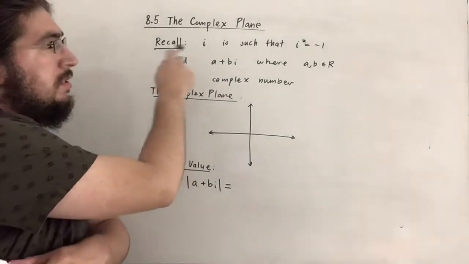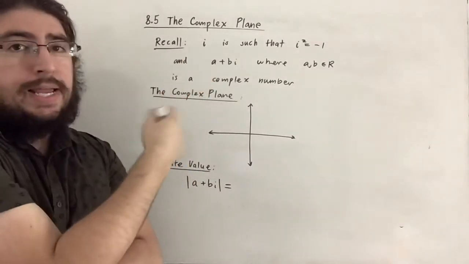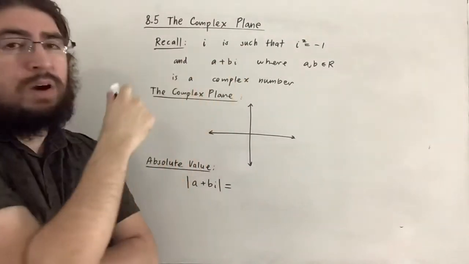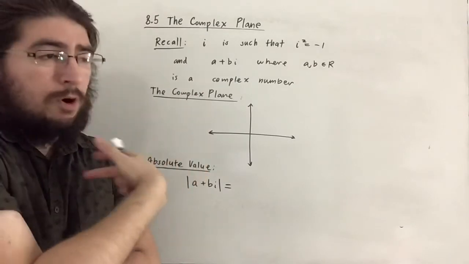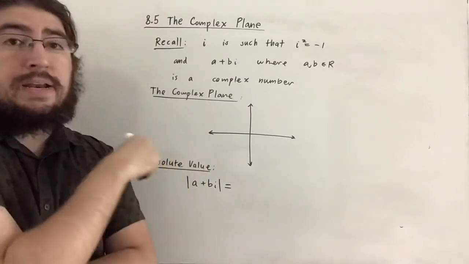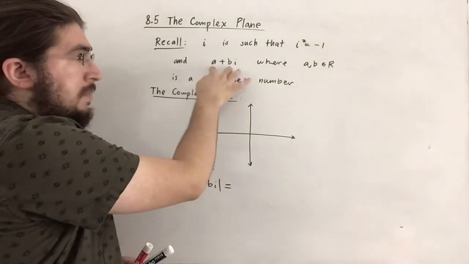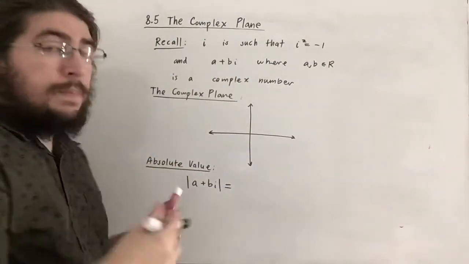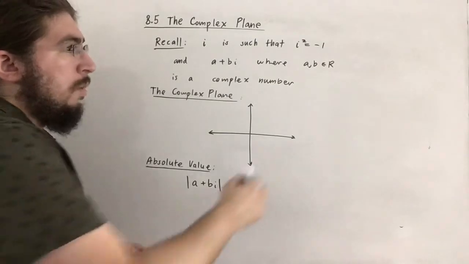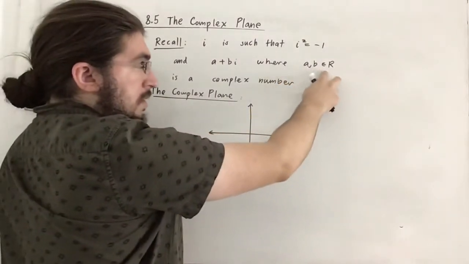So recall first that the imaginary unit i is a number such that i squared is -1, and this is not a real number. No real number squared will result in a negative ever. So beyond this, we can say that a + bi is a number, quote unquote number, where a and b are real numbers. So recall this notation here.